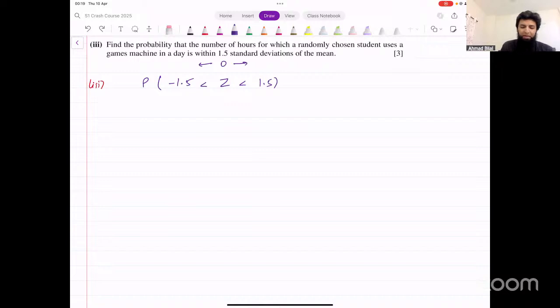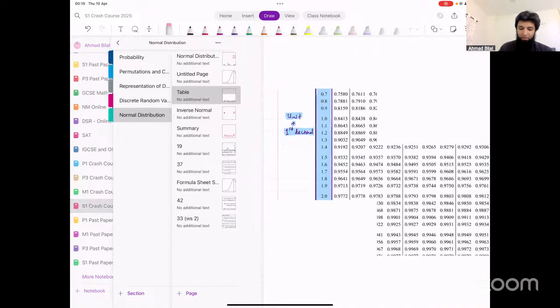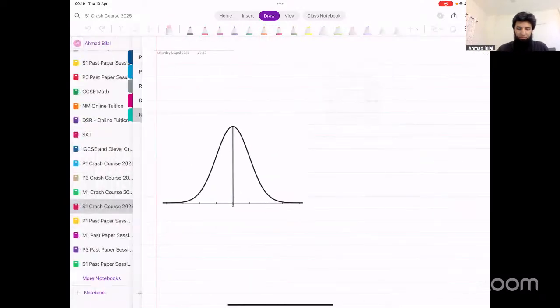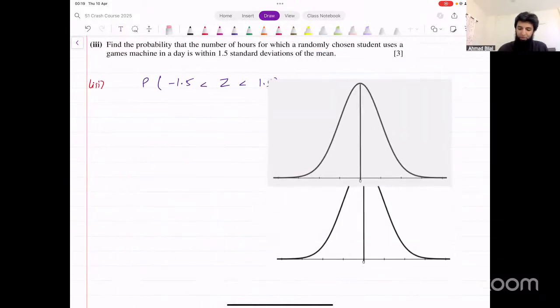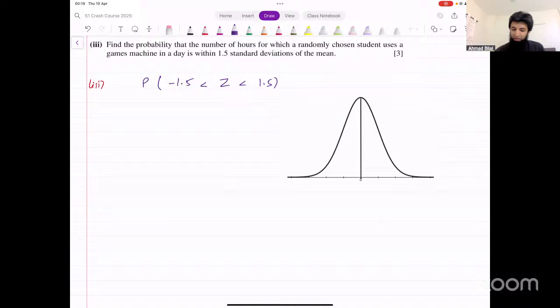It's a standard case that we have done before. You think of the normal distribution curve. What does that look like? This is the normal distribution curve. Let's draw that. What is it that we are looking for here? We want the area between minus 1.5 and plus 1.5. That's what we want. Between minus 1.5 and plus 1.5. This is what we're looking for.